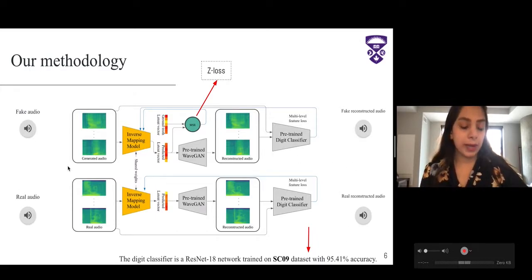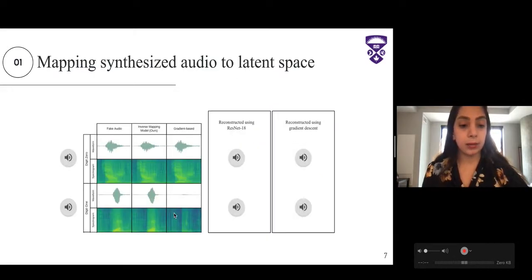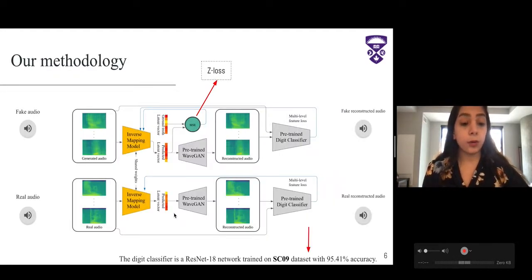In the lower branch, we train the inverse mapping model on real audio. In this case, we do not have a ground truth latent vector, and therefore we cannot compute the z-loss. Hence, we will only compute the multi-level feature loss for the lower branch. So we will train the inverse mapping model one batch on generated audio and the next batch on real audio.